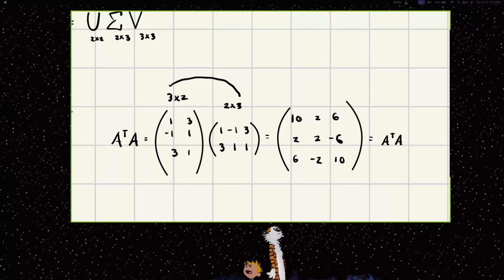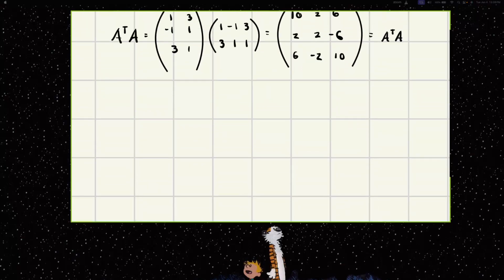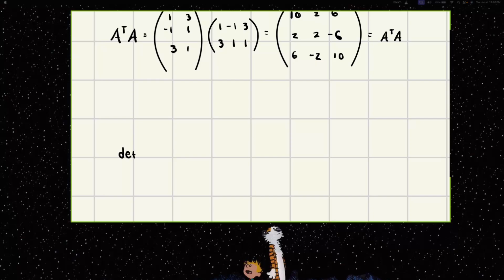So now that I have A transpose A, I can actually work on finding the eigenvalues for this. So this is just as simple as using the general eigenvalue formula that we know. So we're going to look at the determinant of A transpose A minus lambda I equal to 0. So we want the determinant of A transpose A minus lambda times the identity matrix equal to 0.